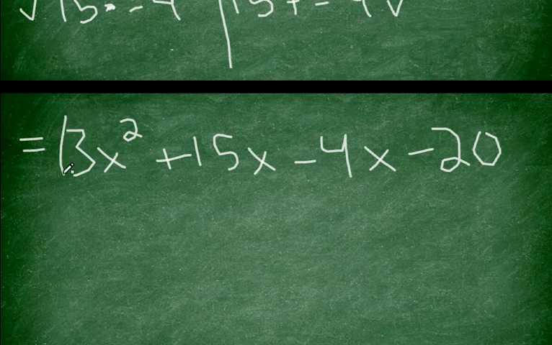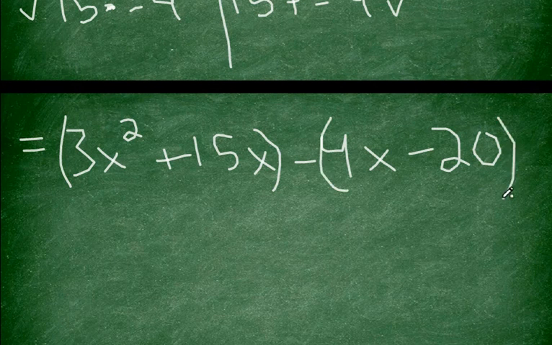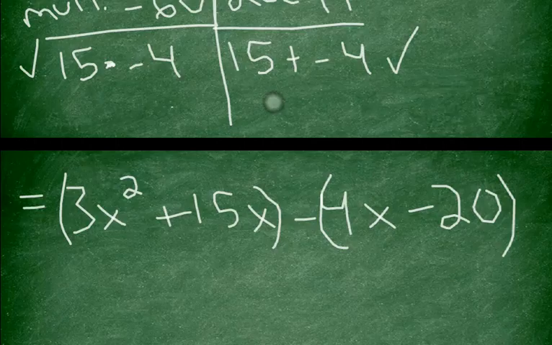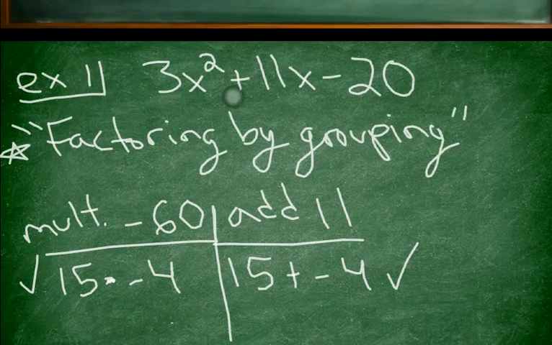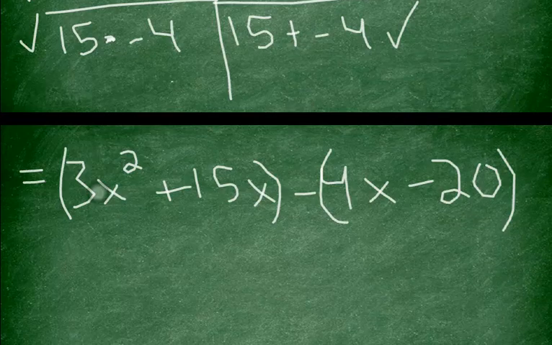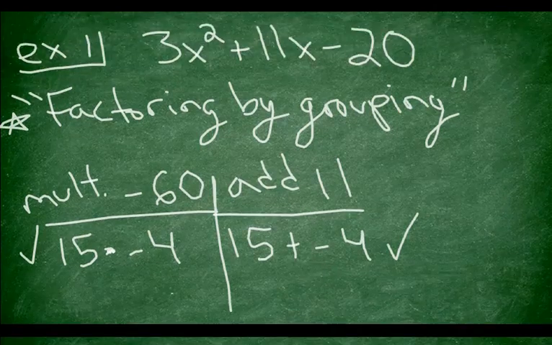I'm going to group the first two terms and the last two terms together. Now, if you look at what I just wrote, if this is equal to the previous statement, it better be that if I multiply and add all these up, I get the original problem, right? So let's check. 3x squared plus 15x. Okay, that's fine. 3x squared, 11x.